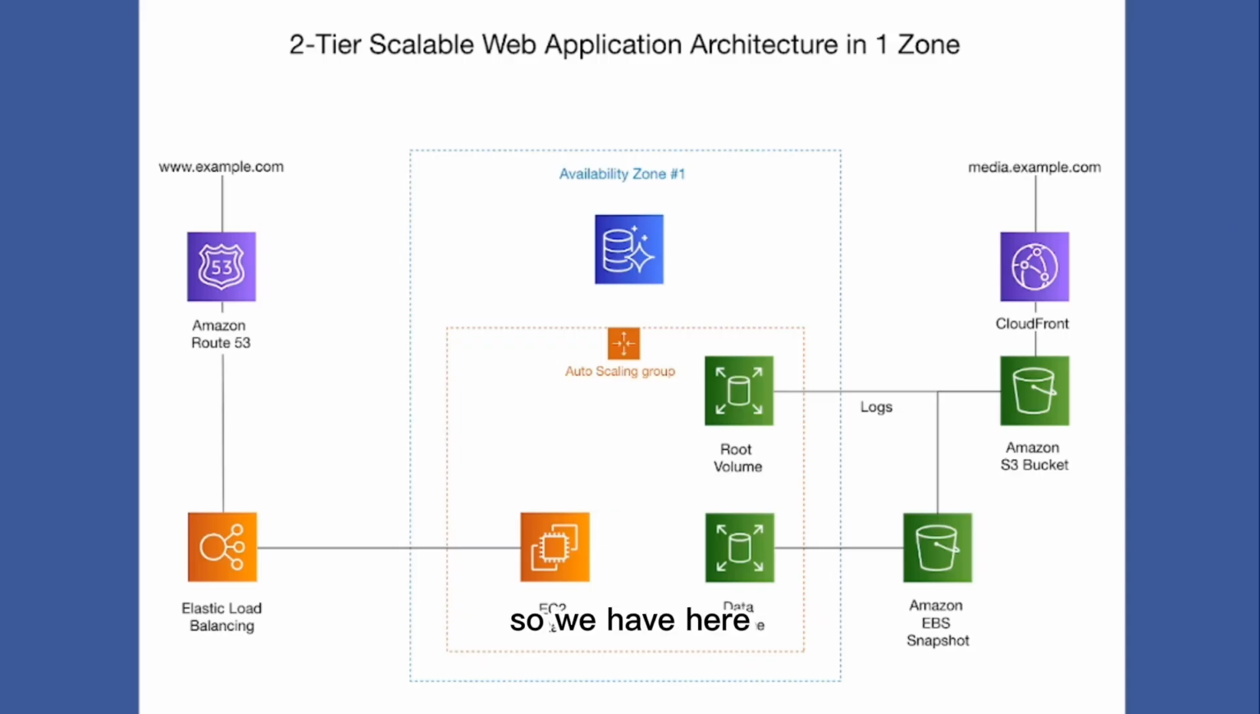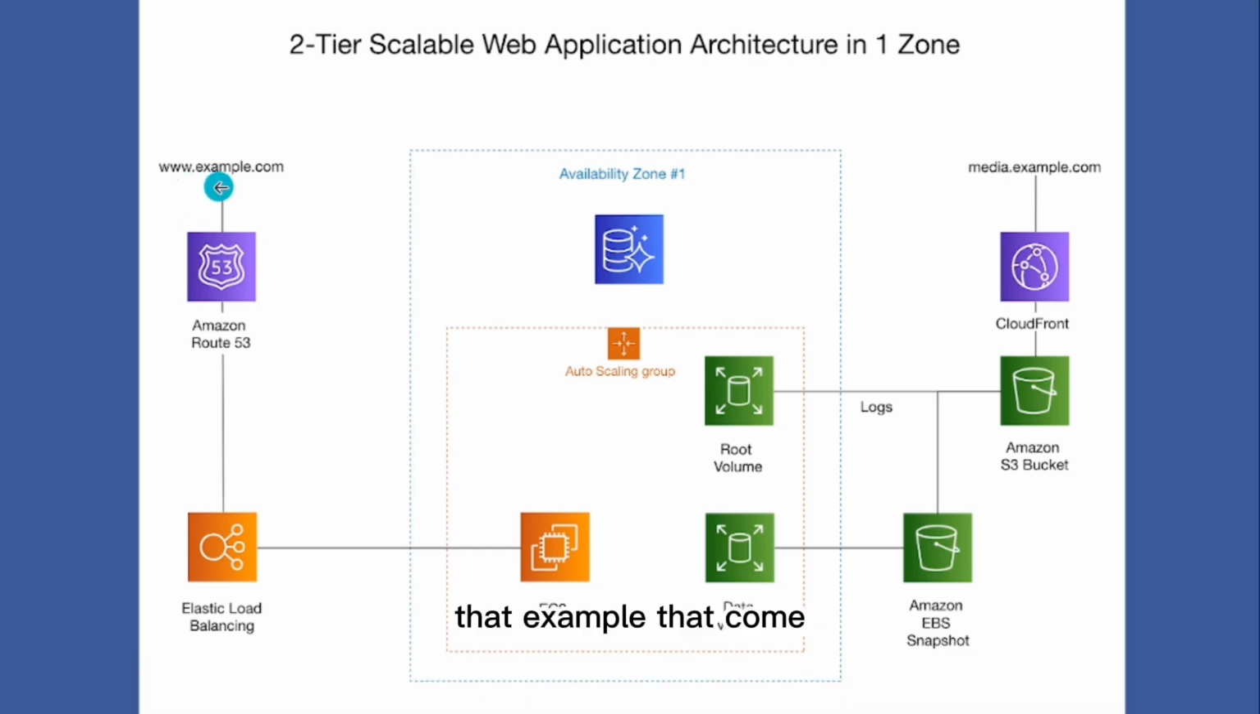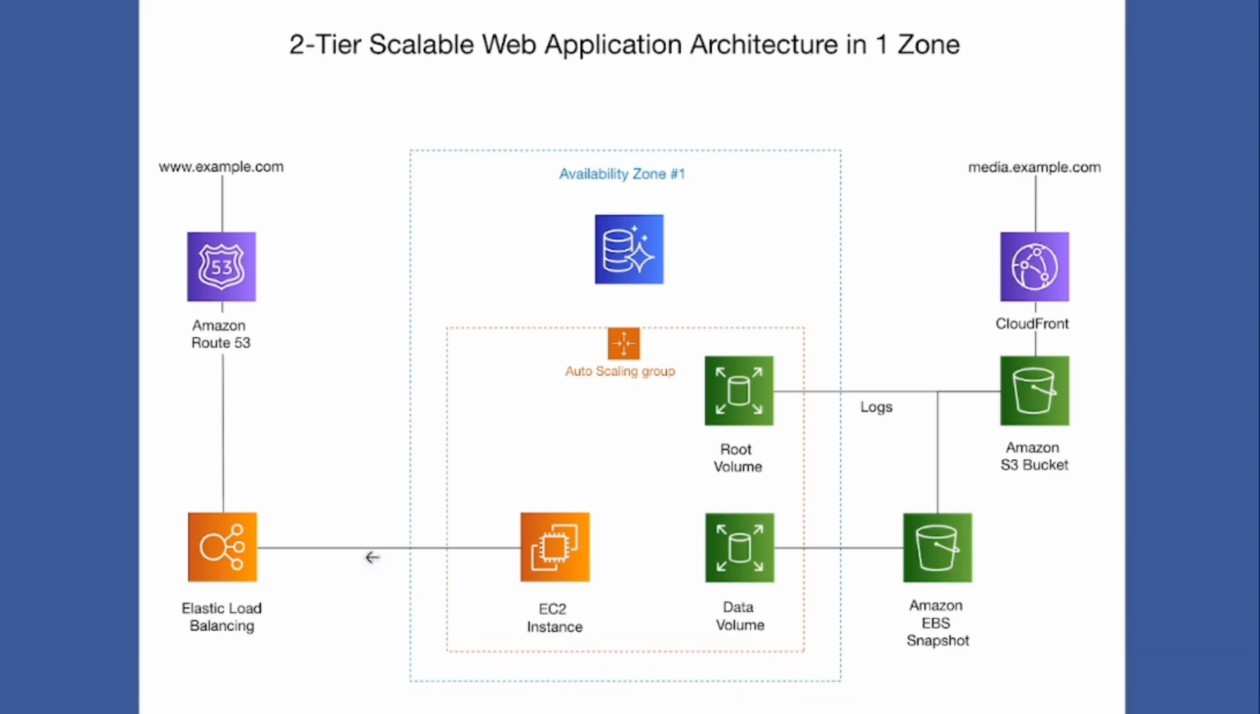So we have here an example of the AWS architecture diagram, which is a two-tier scalable web application architecture in one zone. We have the URL here, www.example.com, and the Amazon Route 53. Down there, the line connects to the Elastic Load Balancing, then to the EC2 instance. The connection is inside the box.